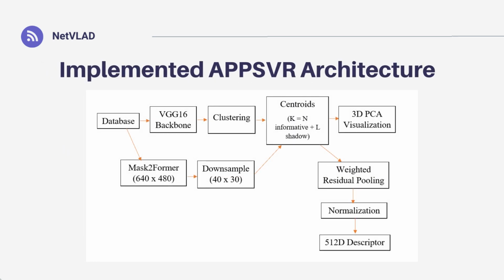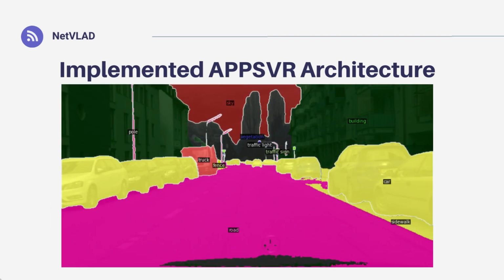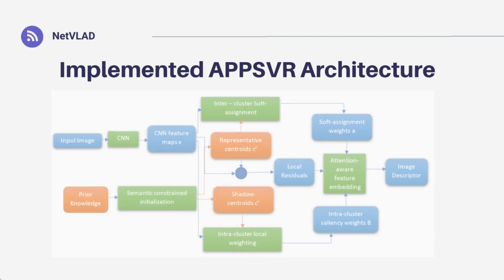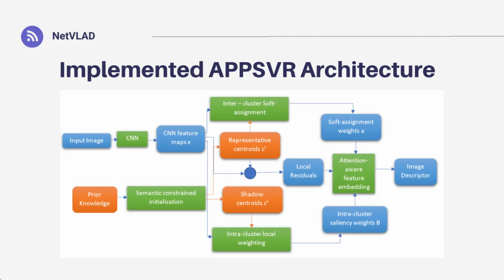To create an attention-aware feature embedding, we implemented the local attention module of APP-SVR, which takes semantic information generated by a pre-trained, state-of-the-art semantic segmentation model, Mask2Former. The semantic information is used to initialize clusters and shadow centroids and generate attention, which accounts for moving foregrounds such as people and vehicles, and seasonal aspects such as vegetation and skies. The implemented semantic-based attention proves to be similar to the SRALNet or Semantic Reinforced Attention Learning Network pipeline. Therefore, the results obtained from the experiment are compared with NetVLAD, APP-SVR, and SRALNet.